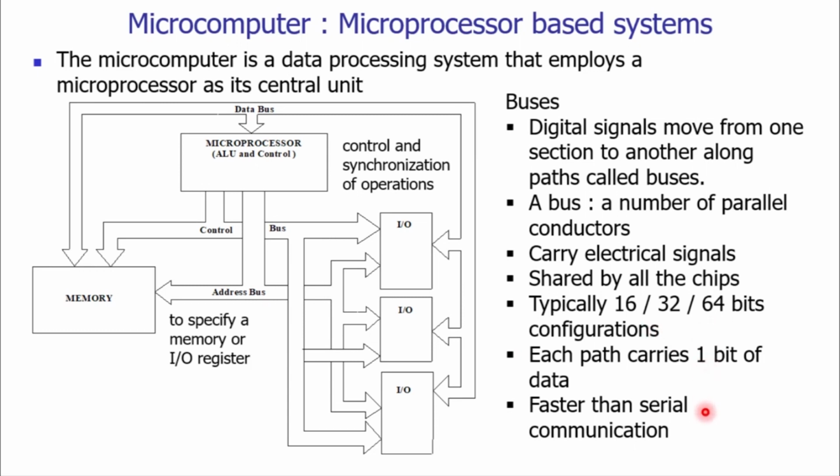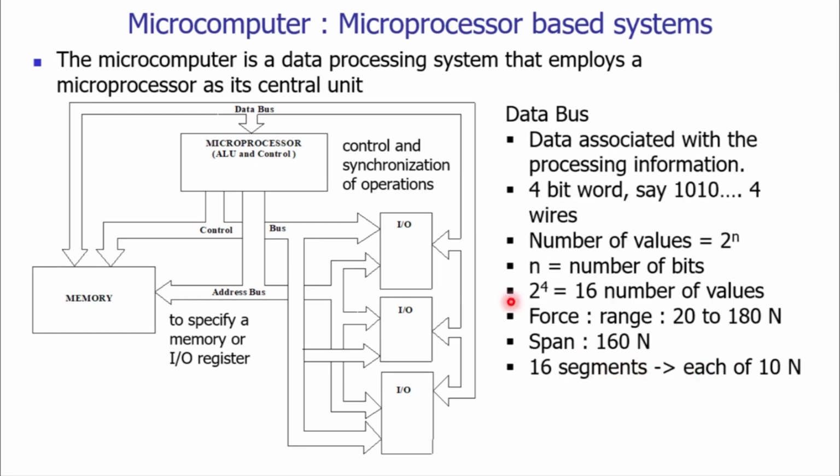In earlier days, there was a serial communication in the microprocessor. The information or the instructions used to pass in a sequential manner. So that's why the microprocessors were very, very slow. With the introduction of the parallel communication by using these wires, now the microprocessors are very fast, very rapid. Each path carries 1 bit of data.